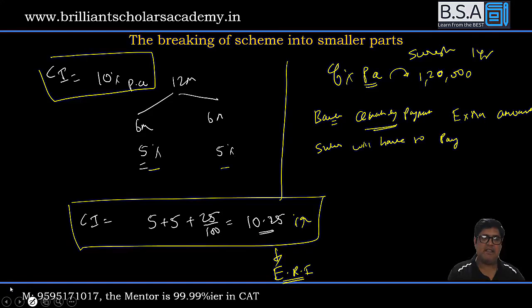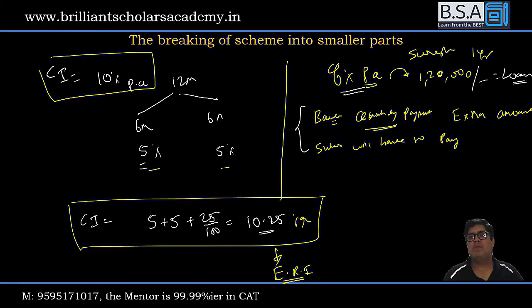Write down the phrasing of the question. 8% interest per annum was agreed upon for a loan of 1,20,000. But the bank is charging interest quarterly. How much extra amount will Suresh have to pay?